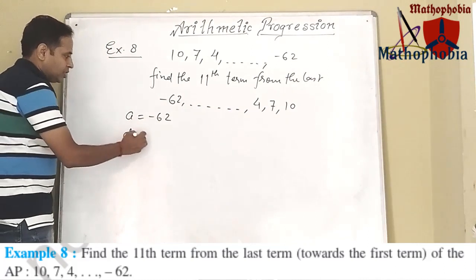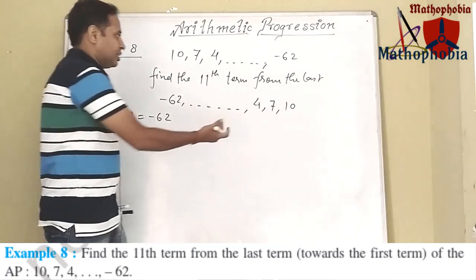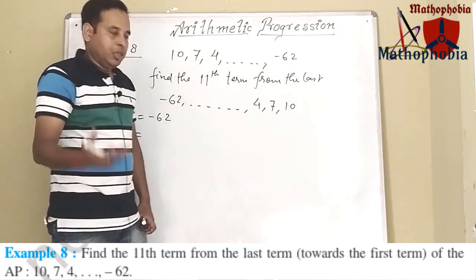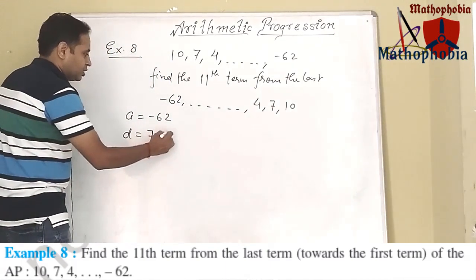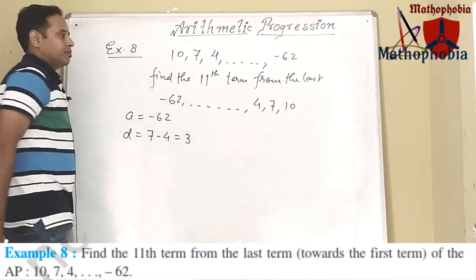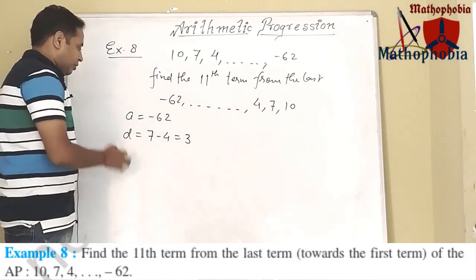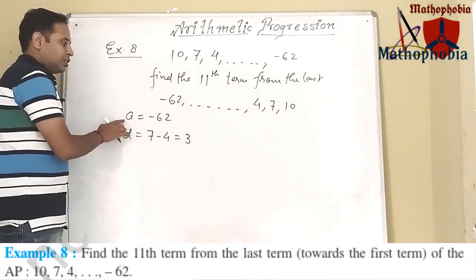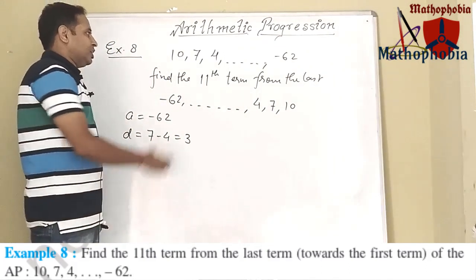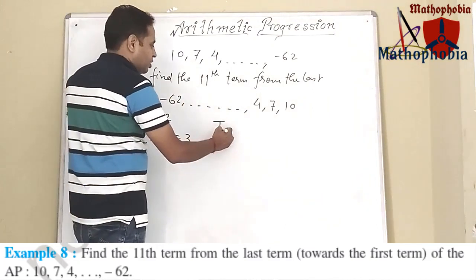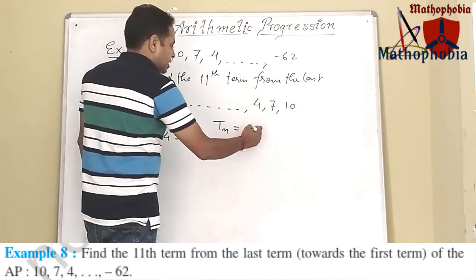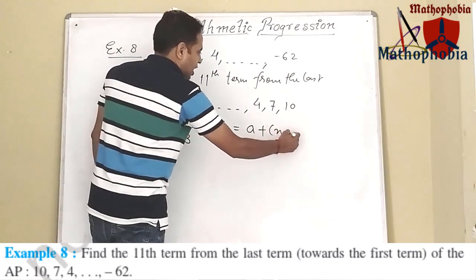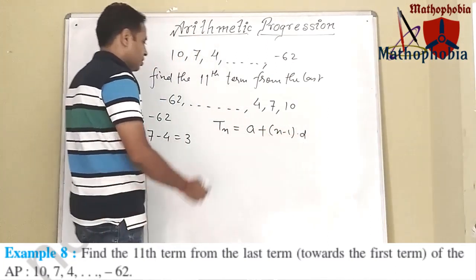The common difference: subtract any two consecutive terms to get the common difference. 7 minus 4, you will get 3. Therefore, the common difference is 3 and the first term is minus 62. We need to find out the 11th term. So, what is the formula to find out the nth term? Tn is equal to a plus n minus 1 into d.